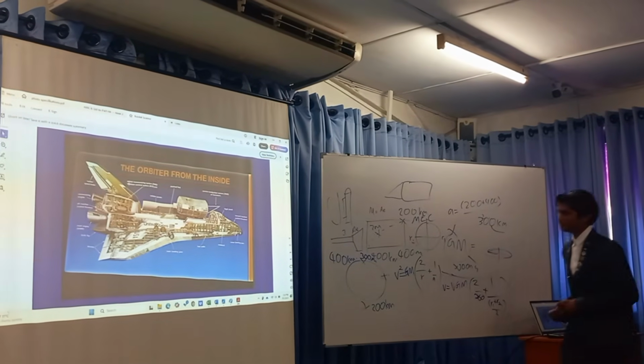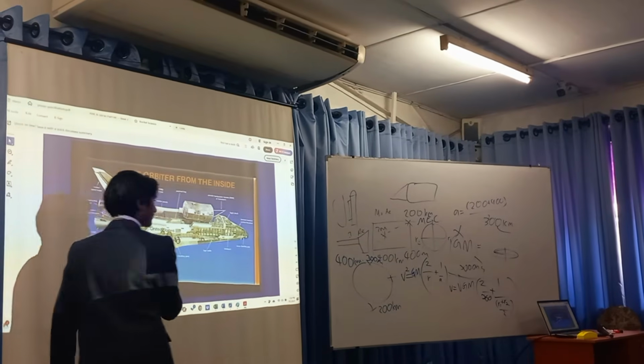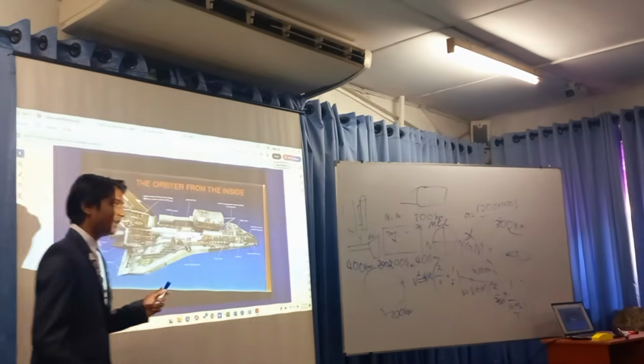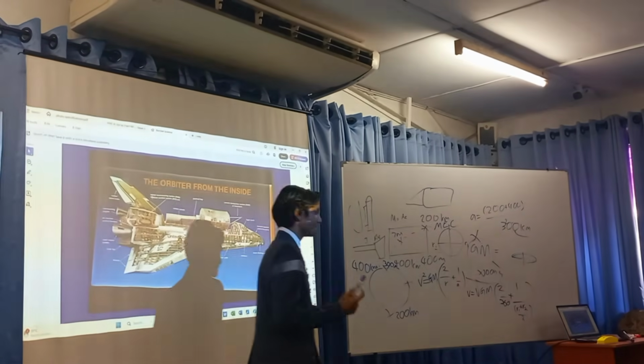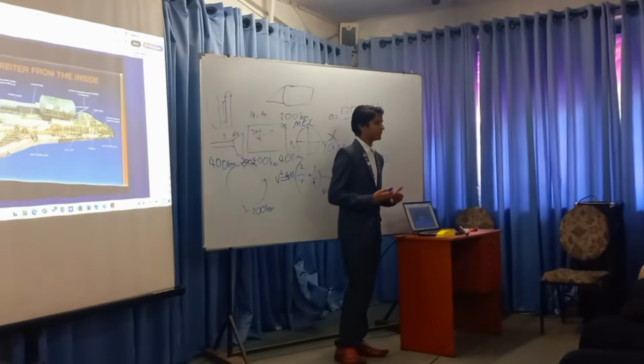So, if we go back to this here, you can see that before I talked about the two valves on the bottom of the space shuttle, on the heat shield. The heat shield is actually made out of ceramic tiles. These ceramic tiles are responsible for absorbing most of the heat that comes during re-entry.